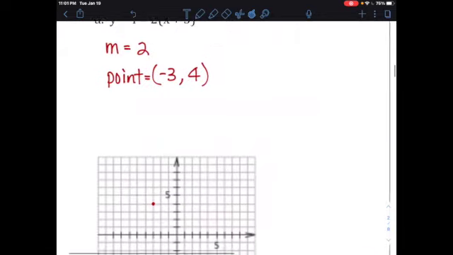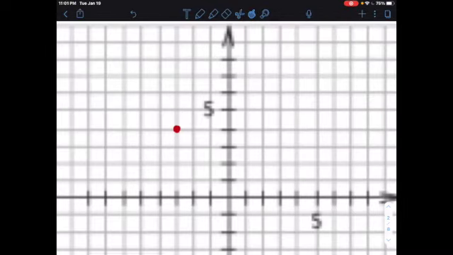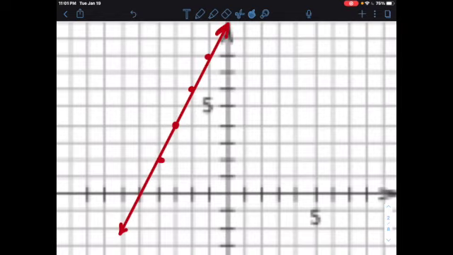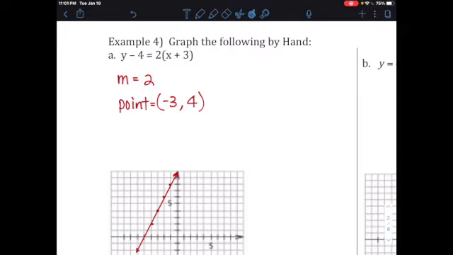And then we are going to go slope. So that's up 2 over 1. Up 2 over 1 is right there, and up 2 over 1 is right there. And there is your line. That's how you graph a point-slope form. I hope that's not too difficult.